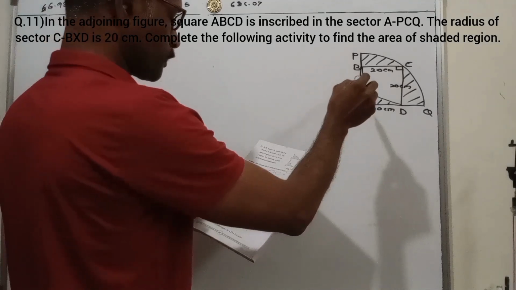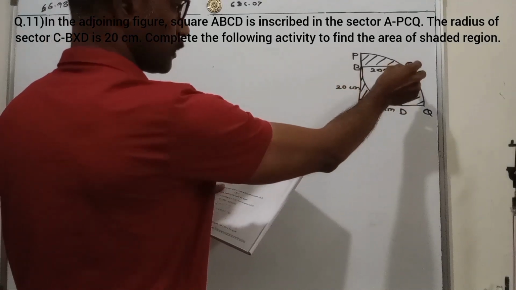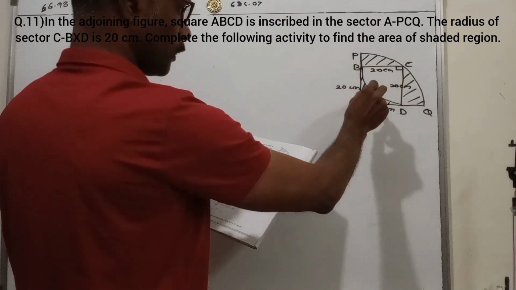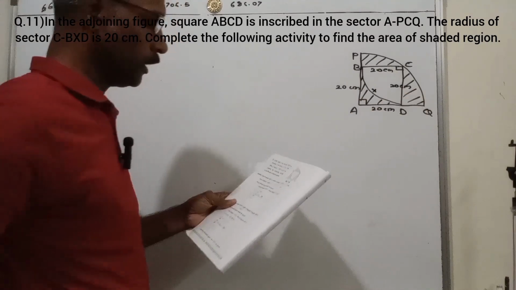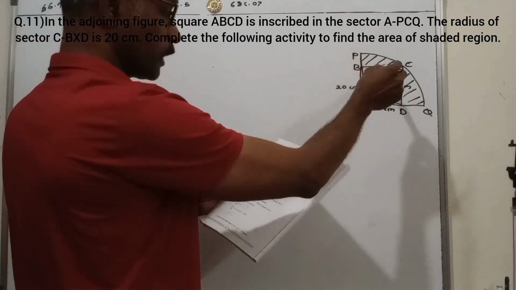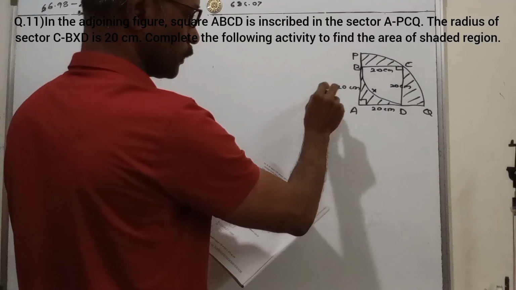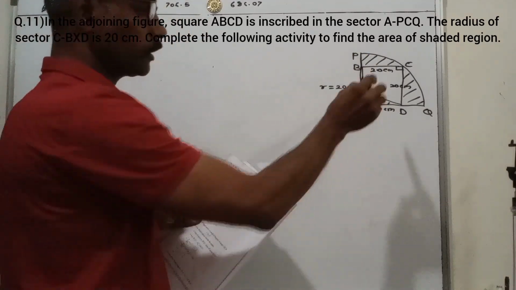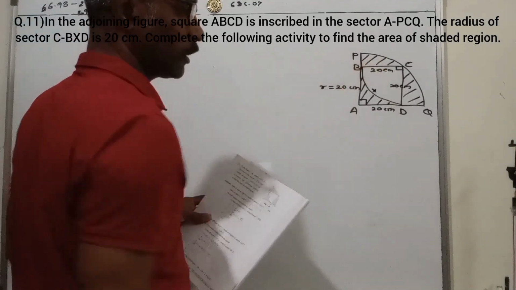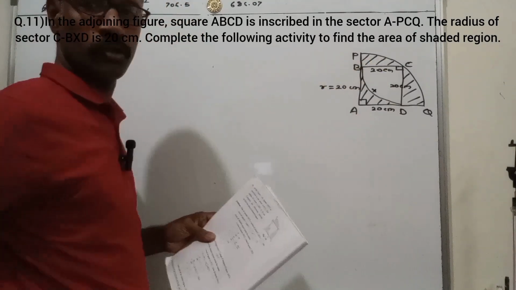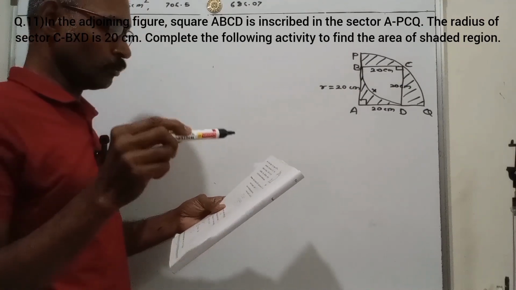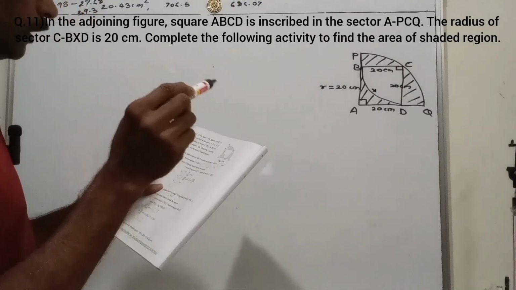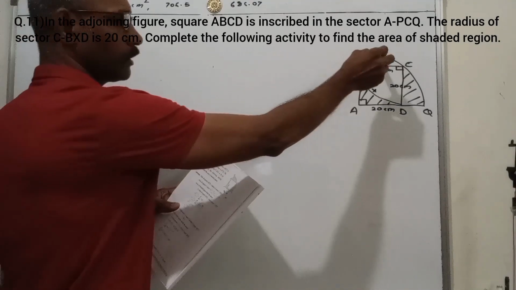The radius of sector C-BXD is 20 centimeter. Radius means here R, or this is radius R. Did you get it? Here we write R is equal to 20 centimeter. This is also 20 centimeter. Now complete the following activity to find the area of shaded region.